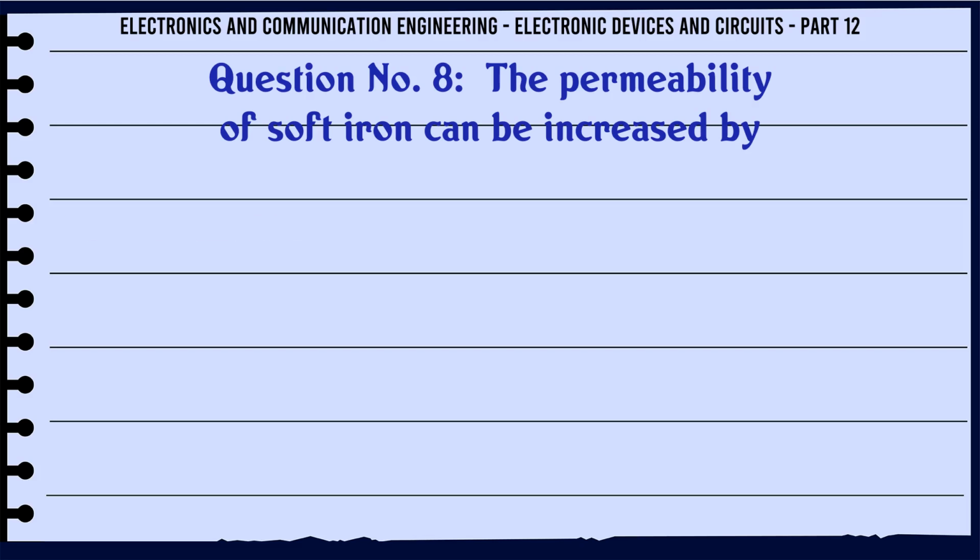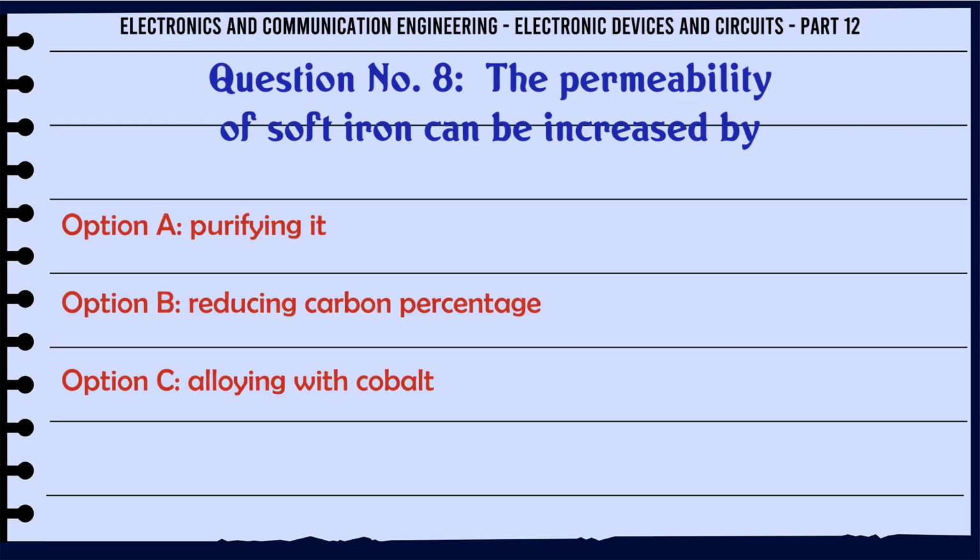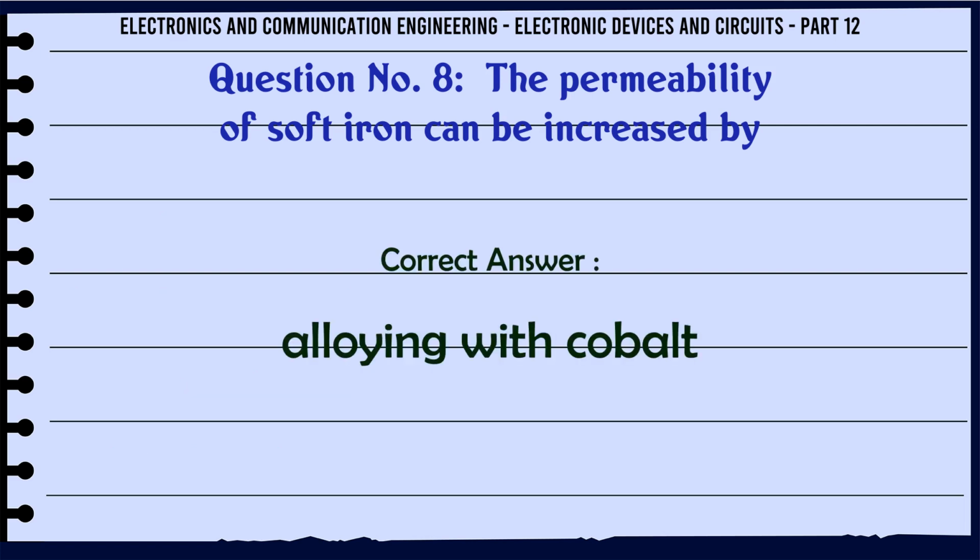The permeability of soft iron can be increased by A. Purifying it, B. Reducing carbon percentage, C. Alloying with cobalt, D. Increasing percentage. The correct answer is alloying with cobalt.